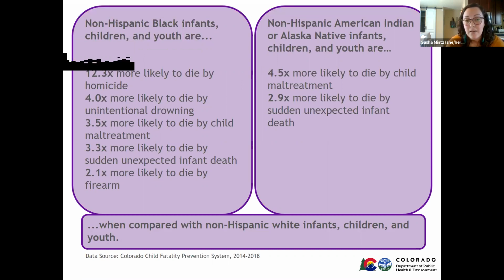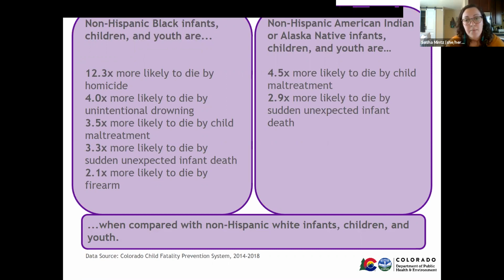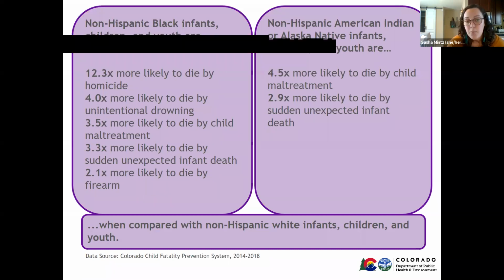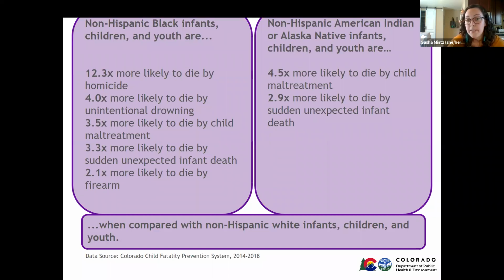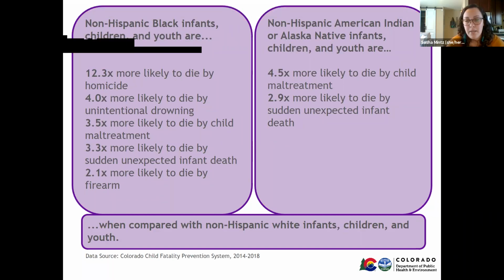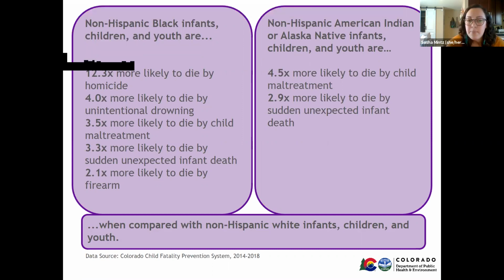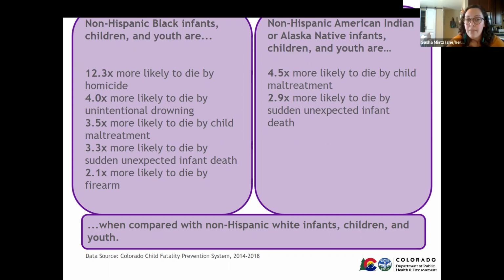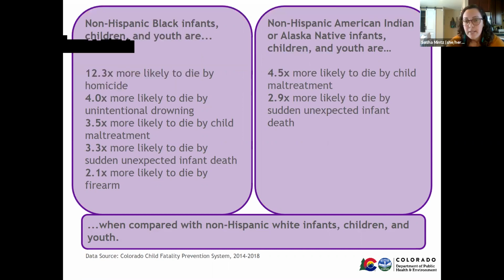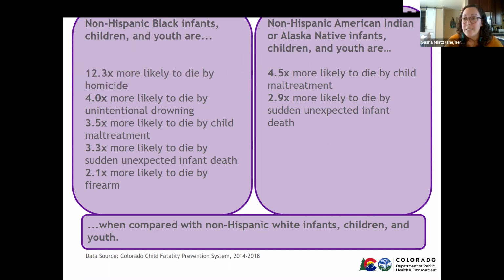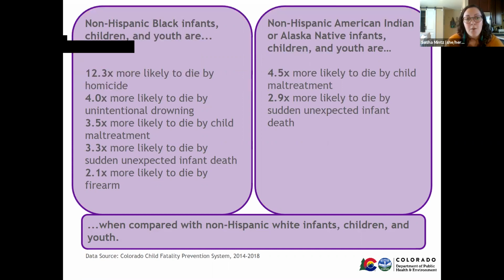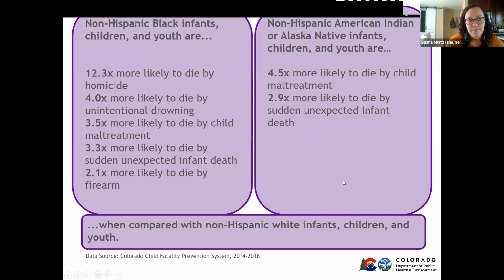American Indian or Alaska Native infants, children, and youth are 4.5 times more likely to die by child maltreatment and 2.9 times more likely to die by sudden unexpected infant death when compared with non-Hispanic white children. And by presenting the disparity data in the context of all of the inequities that I described, we're emphasizing the social responsibility of these deaths rather than inadvertently perpetuating negative stereotypes by sharing the statistics without any framing at all. We can focus prevention efforts on the systems and policies that create and perpetuate the inequities and reduce disparities.